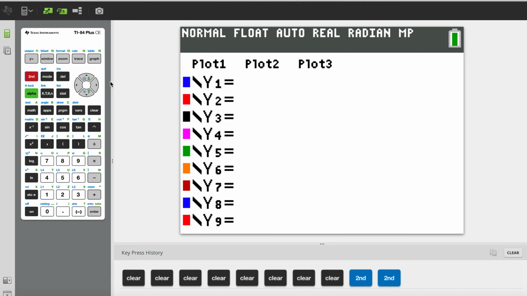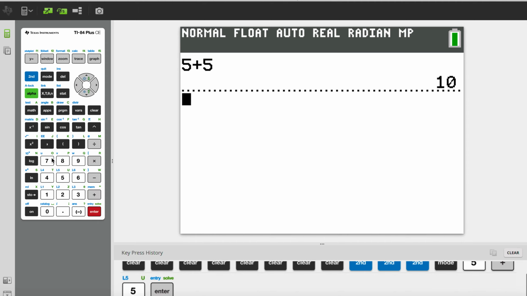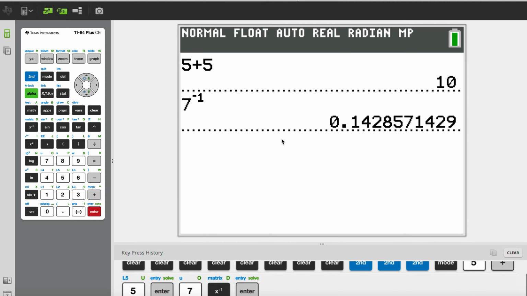But what is the main page? The main page is basically second and mode. After you choose second and mode, you arrive at this blank page, and this blank page allows you to do basic calculations. You are going to do the calculations on this page. For instance, if I want to do 5 plus 5, very basic, I can do it here. If I want to do something like this, I can do it here.